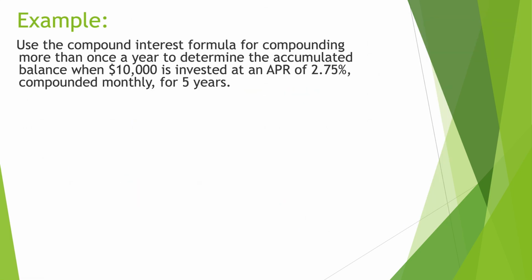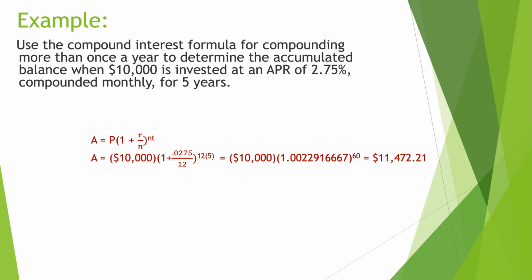Okay, our last review question of the section. If you have a question about the formula, I would just refer to the photograph on your phone that I said you should have in that folder. Here's your formula. A equals principal times 1 plus r over n to the nt power.